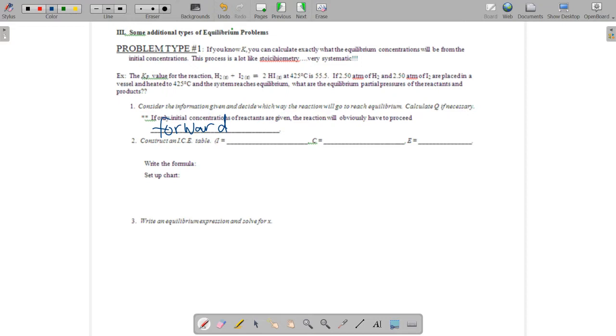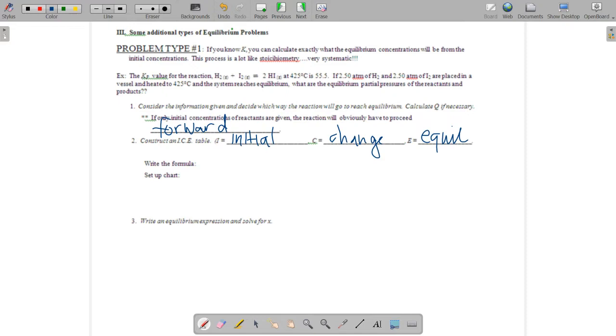You're going to construct an ICE table. ICE tables are really important in the equilibrium process. So if you don't understand an ICE table, please make sure that you stop us and talk to us about that. ICE stands for initial, change, and equilibrium. And so what that tells us is we're going to set up a table to figure out the initial concentrations, the change in the concentrations, and then what the concentrations are going to be at equilibrium.